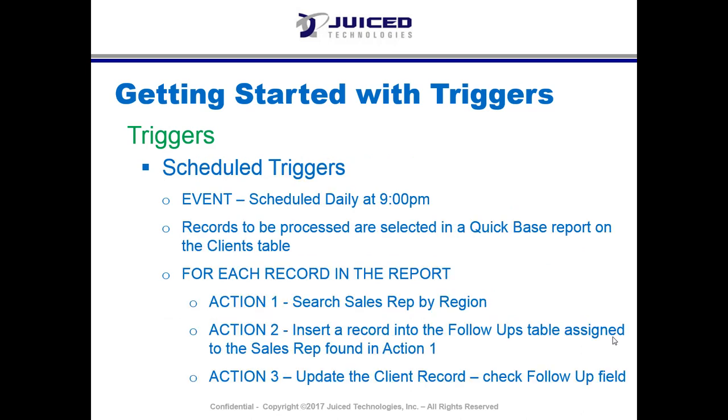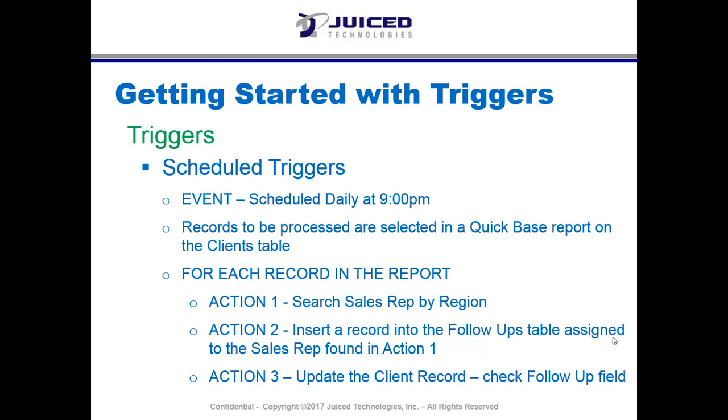And then we'll create one more trigger, which will be what we call a scheduled trigger. Instead of an event driving this trigger, meaning an action taking place in QuickBase, the event is going to be a schedule. So we're going to schedule a trigger to run at a specific time of the day. And unlike a standard trigger, scheduled triggers are processed based on a report that's in your QuickBase table. In this case, I'll create a report in our clients table to identify the records that I want this scheduled trigger to process when it does run.